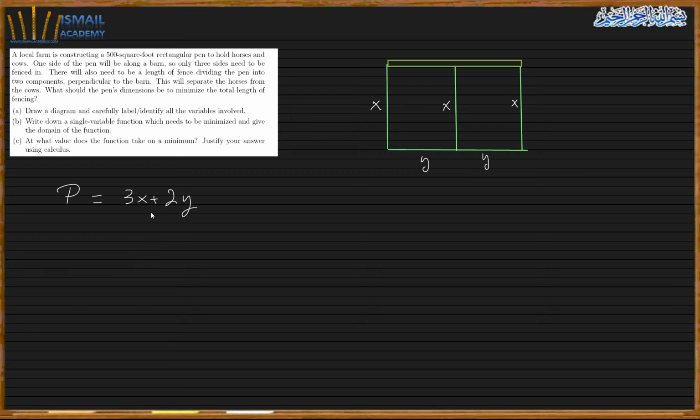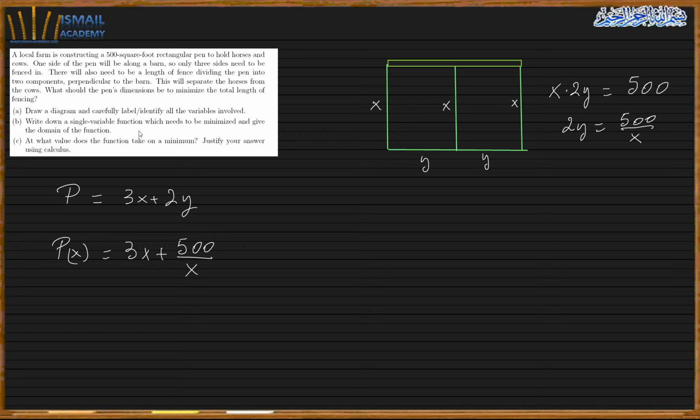So the only relationship between x and y is that we have the area. The width is x and the length is 2y, so x times 2y equals 500, which means 2y will be 500 over x. Now if I substitute this here, my function in terms of x will be 3x plus 500 over x. So this will be my function to optimize. This is an optimization problem, so we need to find which value gives the minimum.